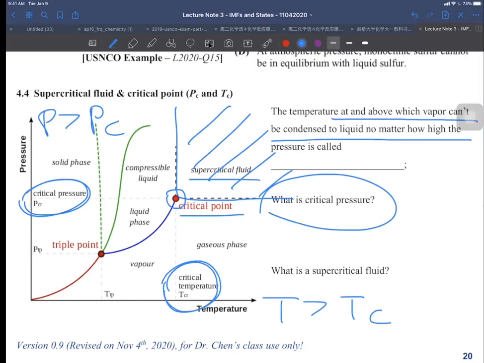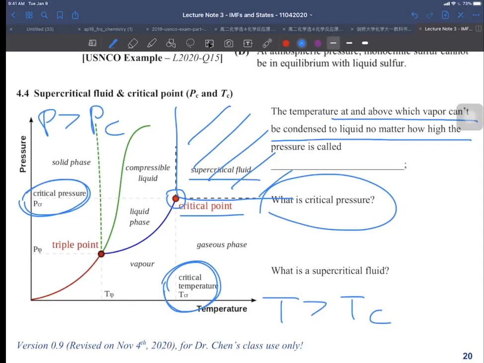Supercritical fluid is not gas, it's not liquid, it's not a mixture of gas and liquid. It's a new phase, a totally new phase. So we started to learn solid, liquid, and gas from elementary school, but finally we learned the fourth phase.